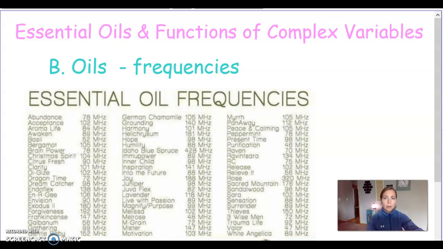So this is a chart here on the frequencies of each oil. Each oil, because it comes from a plant, it comes from a living thing, has a frequency to it. So I thought that was pretty cool. So here are quite a few essential oils and their frequencies.